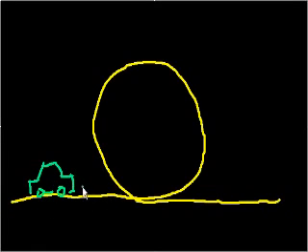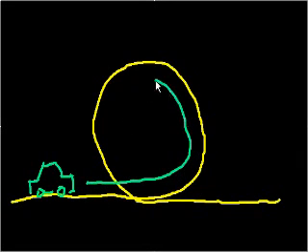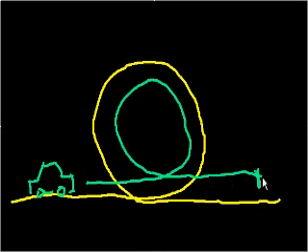And my question to you is, how fast does it have to be going? What's its speed have to be for it to not fall when it gets to this point in the loop-de-loop? So it's going to go like this. This is going to be the path of the car. How fast does it need to go?